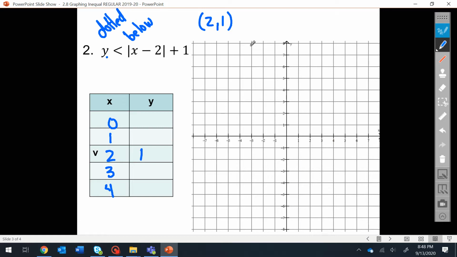So I'm going to plug in, and I don't have to use this symbol. When I'm plugging in to get points on my table, I'm going to use an equal symbol because I want to know that it's on the actual line. It's going to help me graph the line. So I'm going to plug in 0. So 0 minus 2 plus 1. 0 minus 2 is negative 2. And the absolute value of negative 2 is positive 2. So when I substitute 0 in for x, I get 3.